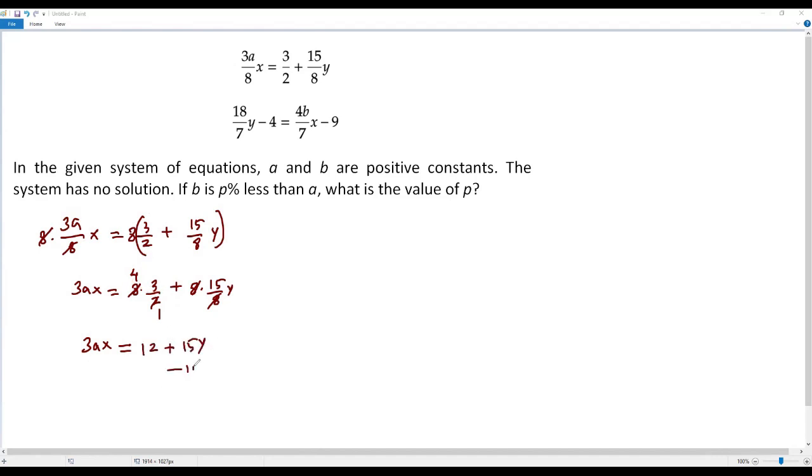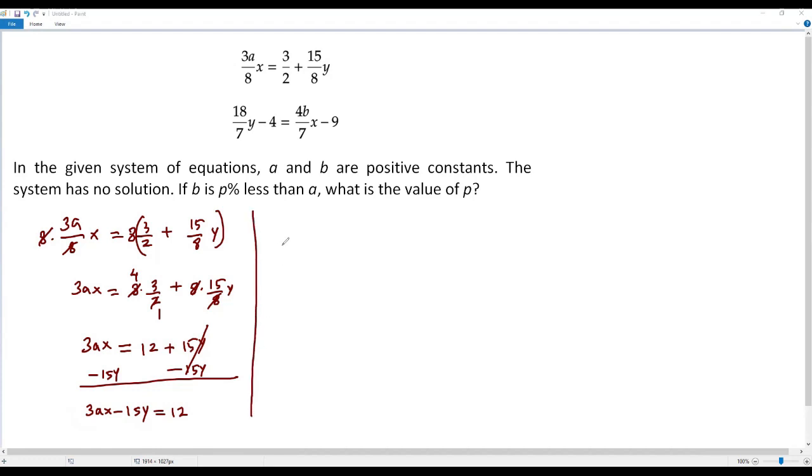Okay, now let me subtract 15y from both sides of this equation. When I do so, this positive 15y and negative 15y will cancel out. Then I'm getting 3ax and negative 15y equals 12. When I consider the terms of this equation, everything is a multiple of 3. So we can divide each term of this equation by 3 to simplify further.